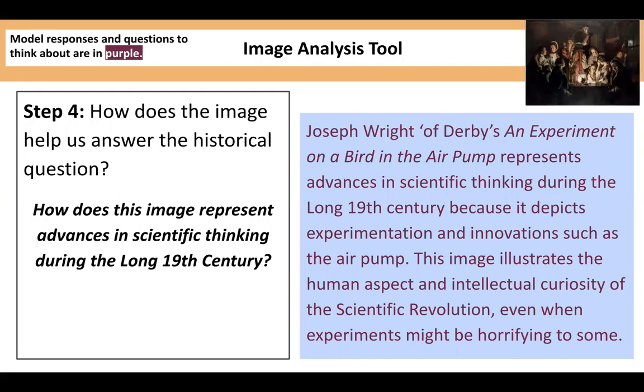My thinking and what I wrote was that Joseph Wright of Derby's An Experiment on a Bird in the Air Pump represents advances in scientific thinking during the long 19th century because it depicts experimentation and innovations such as the air pump. This image illustrates the human aspect and intellectual curiosity of the scientific revolution, even when experiments might be horrifying to some. You could have come up with many different answers to this question. And a lot of it is up to you about your rationale and what you took from the image.